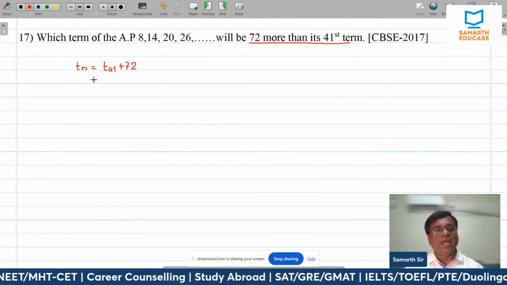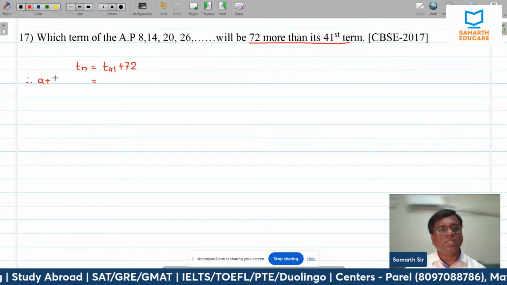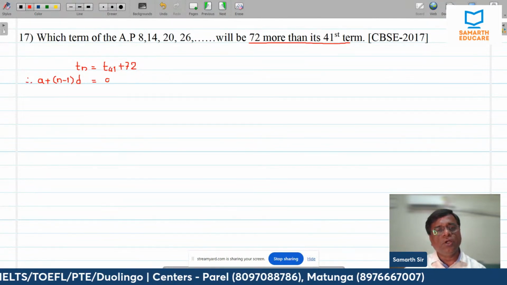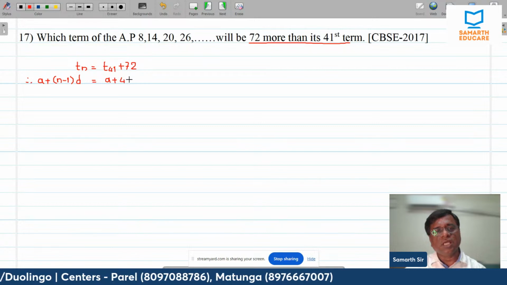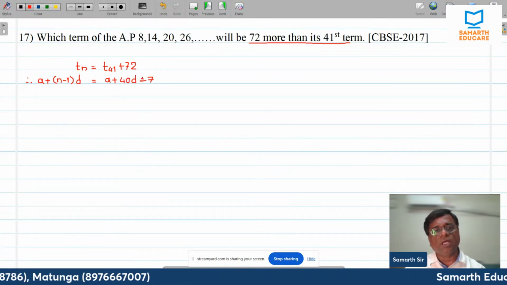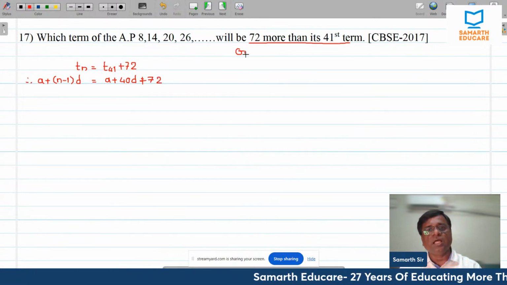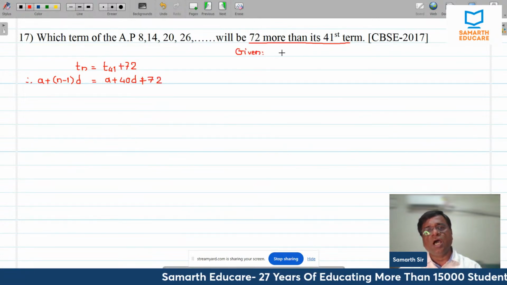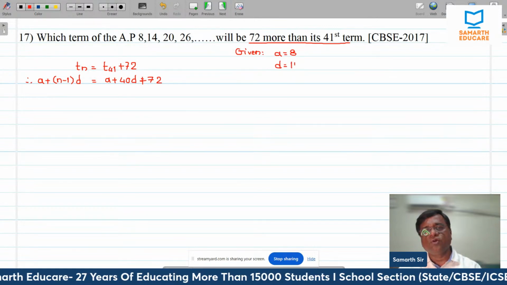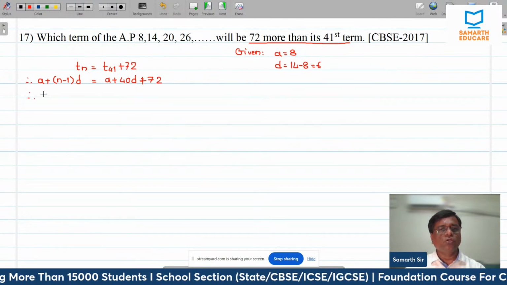All right. Now, here, according to me, the nth term is A plus n minus 1 into D. According to here, this is A plus 40D, and that is equal to, sorry, plus 72. I forgot to write one thing. Given conditions, I should have written this first. Given conditions are A is equal to 8 and D is equal to 14 minus 8, which is equal to 6. So I bring all the values over here.